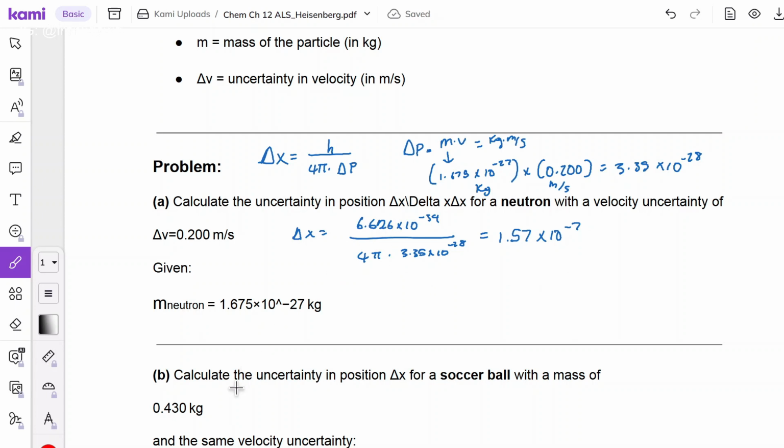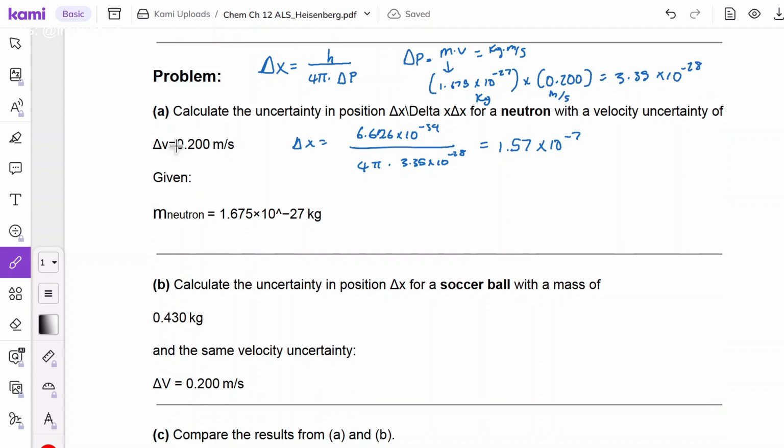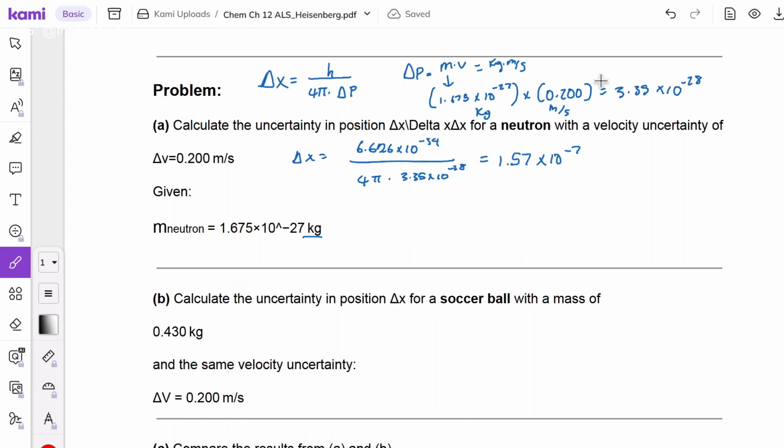We do the same thing since we're given the same things: the mass and delta V. Keep in mind, by the way, the mass for these has to be given in kilograms. If it's given in grams, we have to convert it to kilograms to use meters per second, because the units have to be kilograms times meters per second. But luckily we're given it in kilograms.